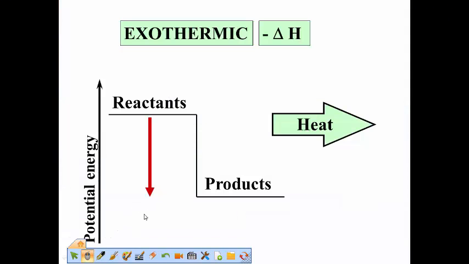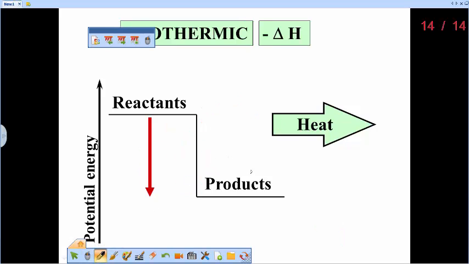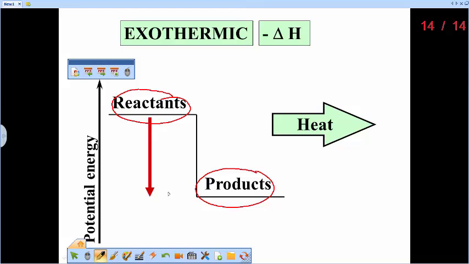Exothermic reactions release heat. They release heat to the surroundings, which means the products have lower energy than the reactants. Exothermic reactions with a negative delta H release heat into the surroundings, so the potential energy of the reactants is lower than the products because that potential energy has been converted into the kinetic energy of heat, lowering the potential energy of the reactants in forming the products. So the products have lower potential energy.